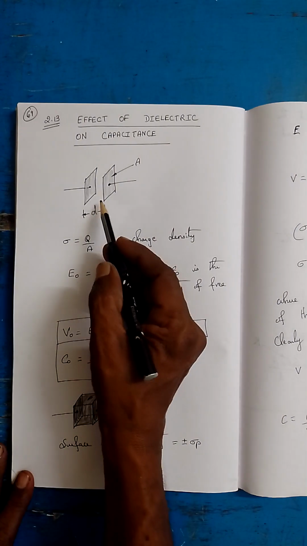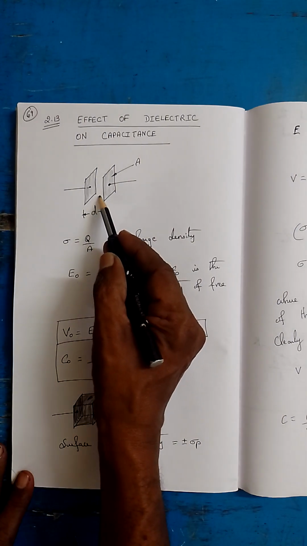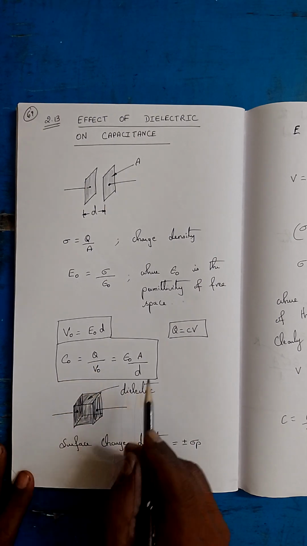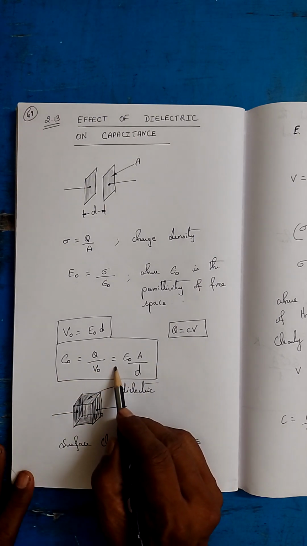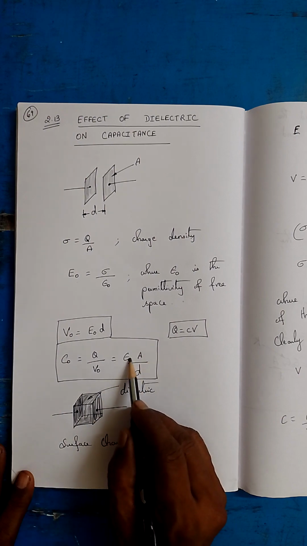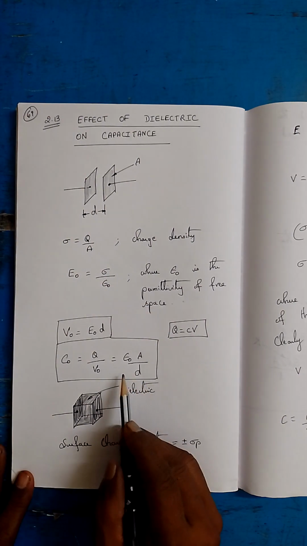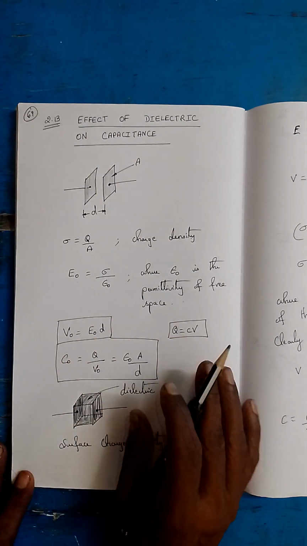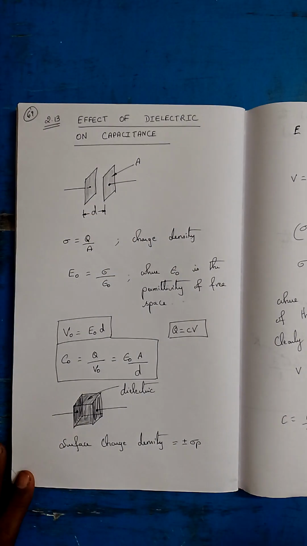So now we deal only with the case where the dielectric is free space. Therefore we represent it by C naught, which is Q by V naught. So this is equal to epsilon naught A by D. This naught refers to the permittivity of free space. So this is the general case, where we assume that the dielectric is free space.